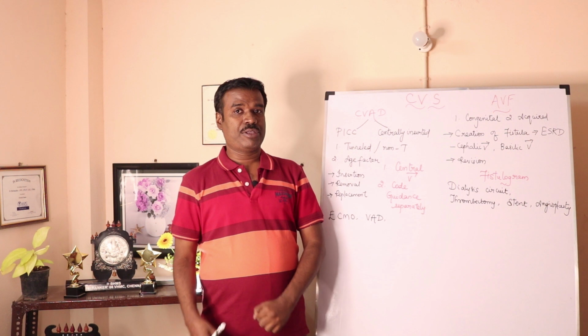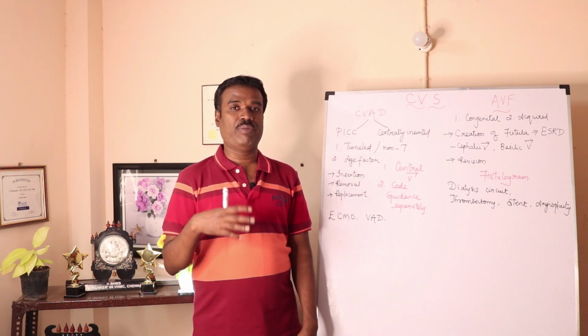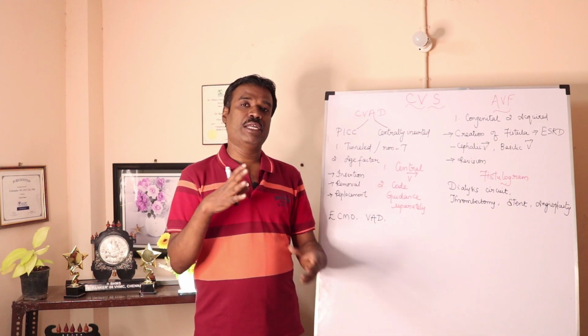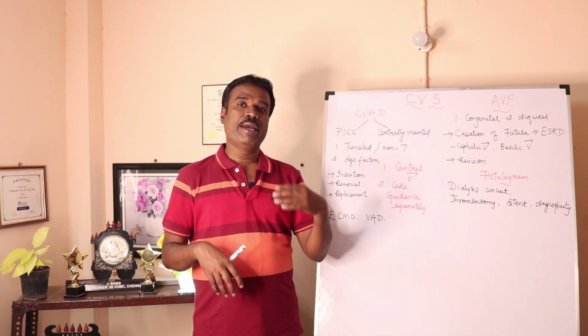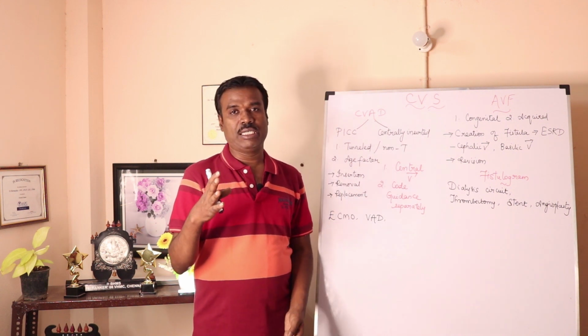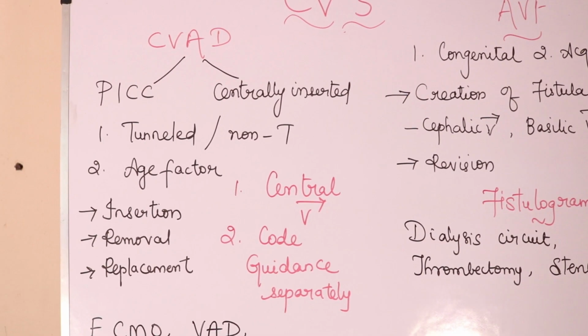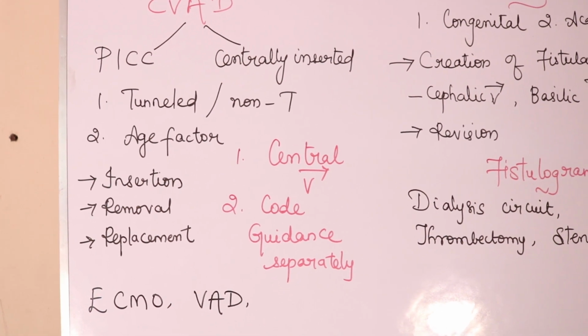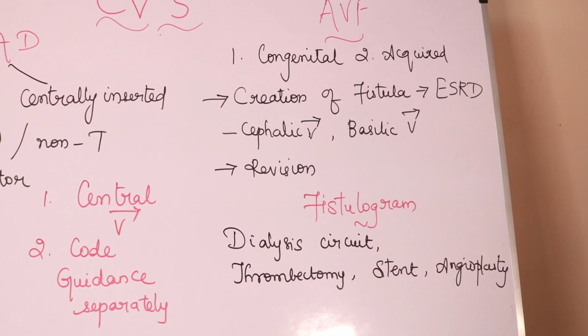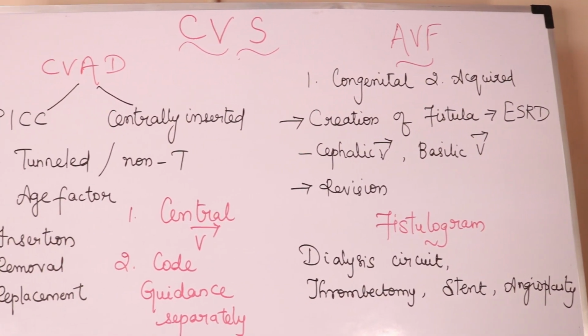In some cases, we also create the fistula, which is an arteriovenous fistula. This is a physician-induced procedure. Usually, such procedures are created for ESRD or end-stage renal disease. Imagine a vascular surgeon is creating a fistula by transposing a vein, which is a cephalic vein. A cephalic vein transposition. Okay.